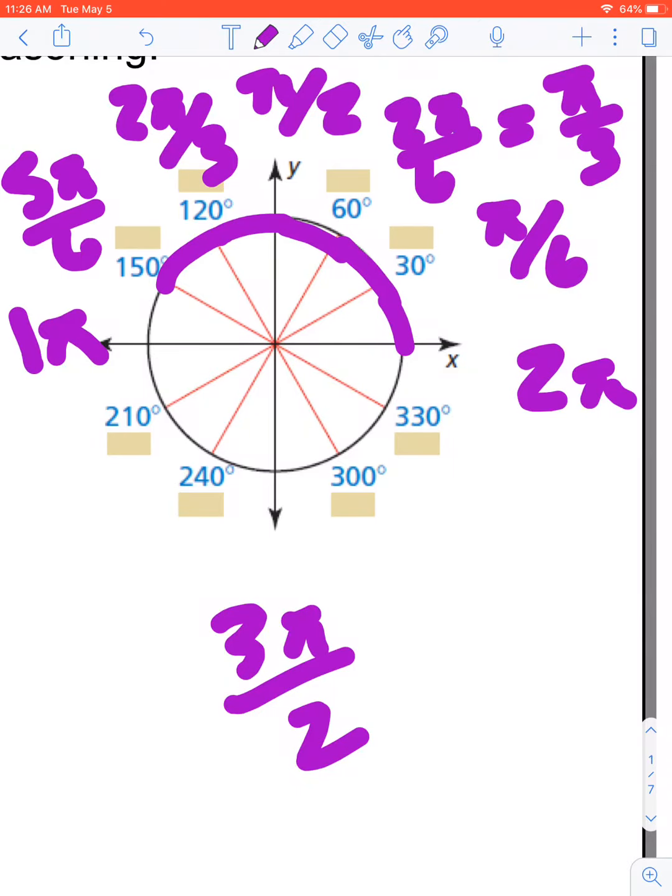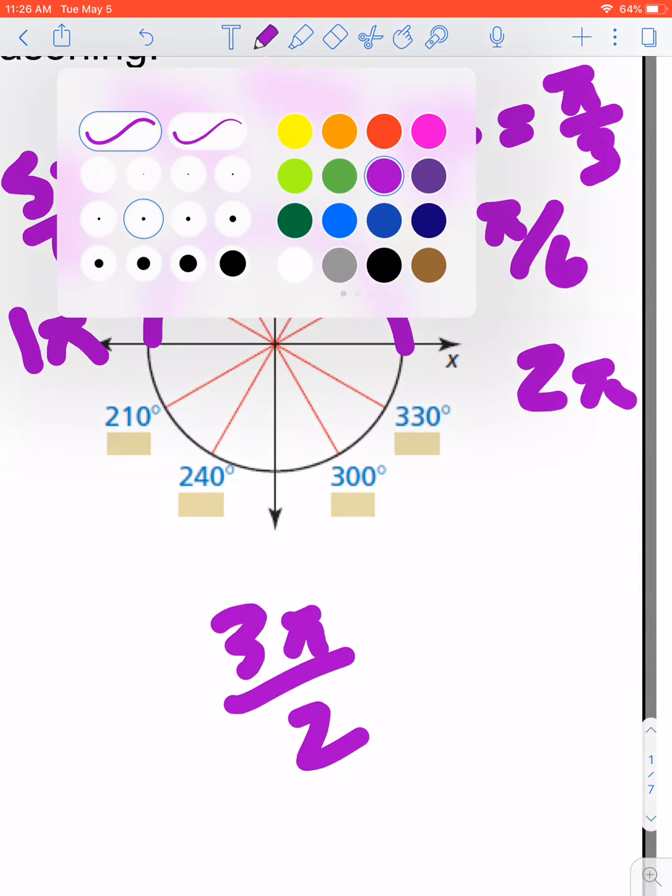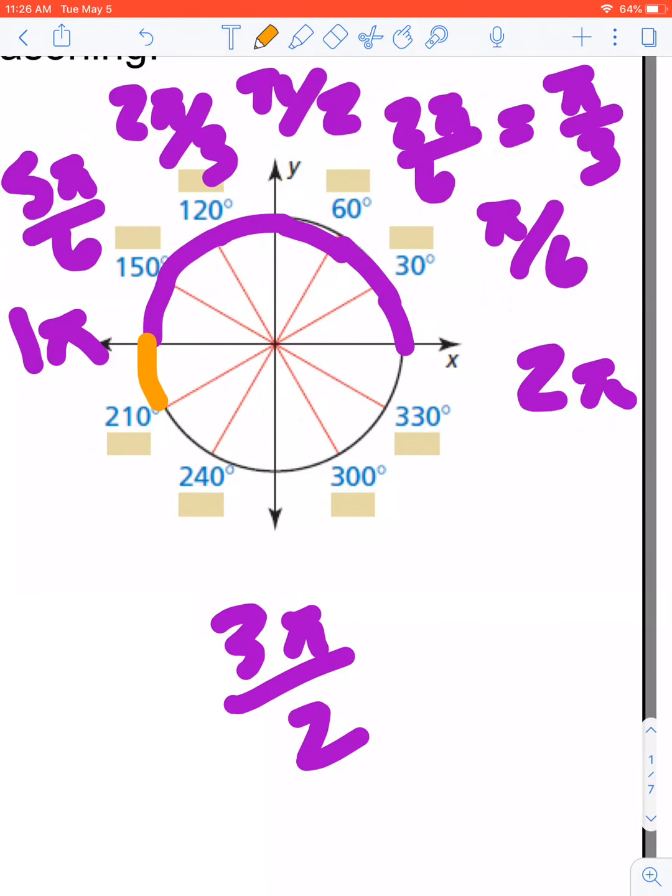5/6, and 6/6, which is 1/2. Now I keep going because I have to get to 2. So I have 7/6 pi, 8/6, which goes down to 4 pi over 3.